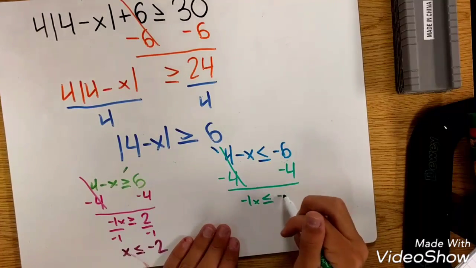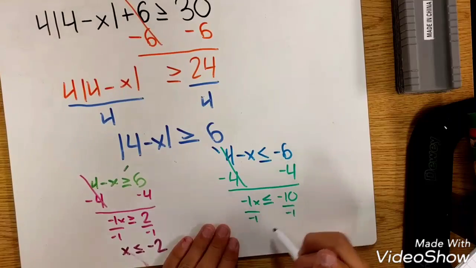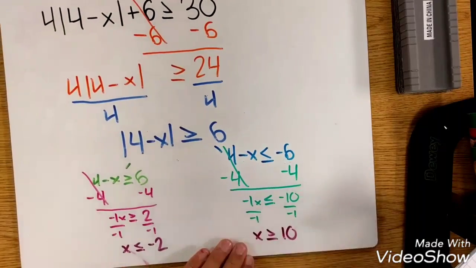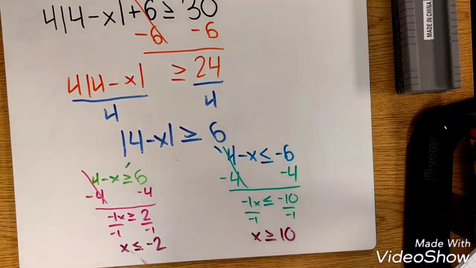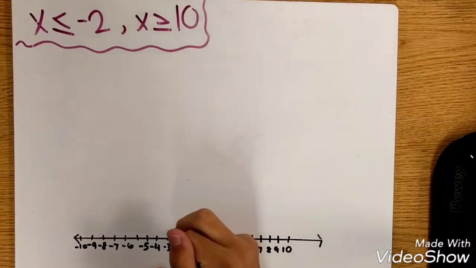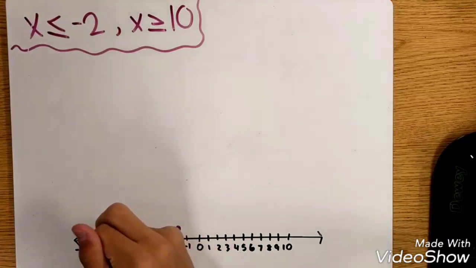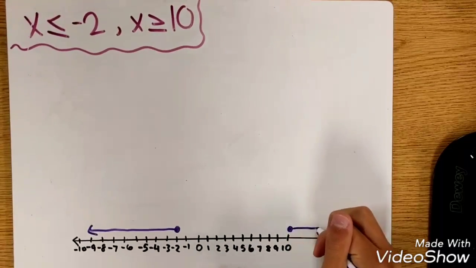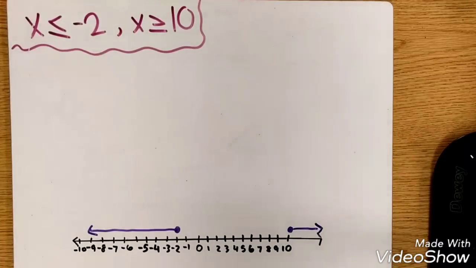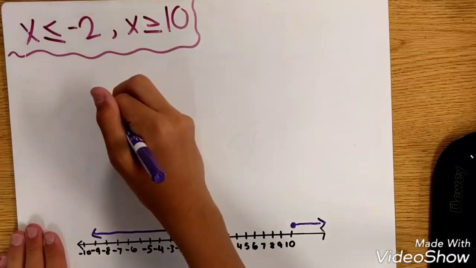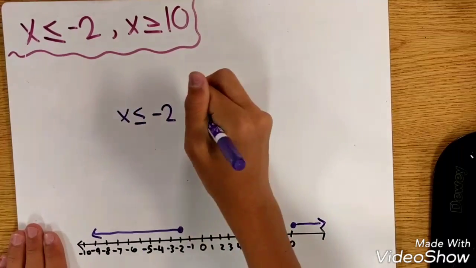Do the same thing on the other side. This is another double negative, so the signs switch and our answer is x is greater than or equal to 10. We graph both lines with closed dots, and they face opposite directions because of the way their signs face. Because they face opposite directions, this statement is an OR statement.